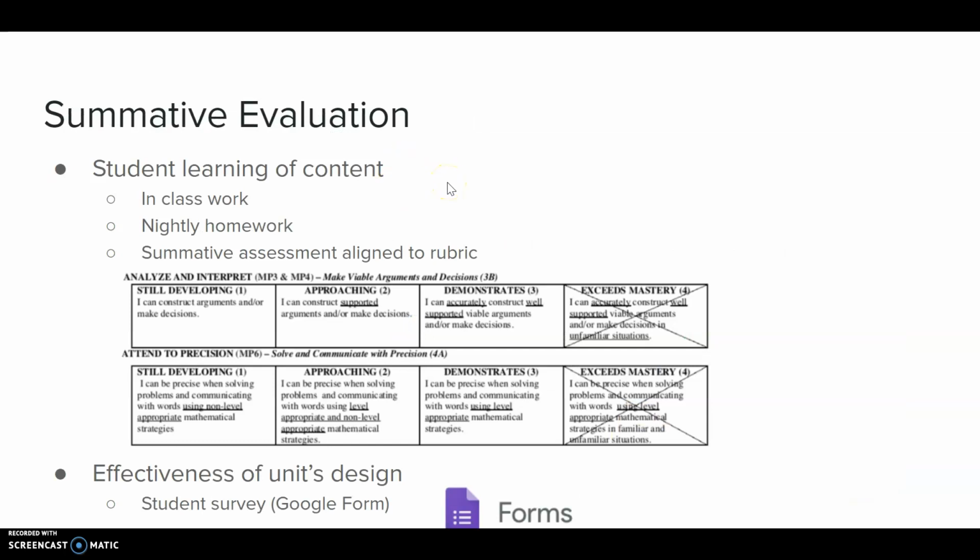Finally, we have our summative evaluation here. There's classwork, there's going to be homework. There's a rubric here for the summative assessment, aligned to Stevenson High School. As well as we are going to end with the student survey, a Google form for the kids to do to evaluate if this was truly effective or not.